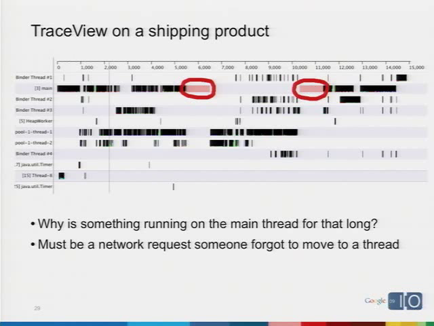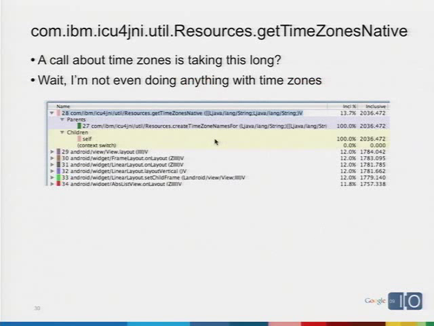The only thing I could think that could take that long was that someone had done a network request and forgotten to move it off to its own thread. I was then very surprised to discover that this had nothing to do with a network request, and that the method being shown there is something called get time zones native. I thought, well, one, why is this taking so long? But then, I'm not doing anything with time zones. Why is this even being called in my code? Well, luckily, TraceView will provide an answer for me.